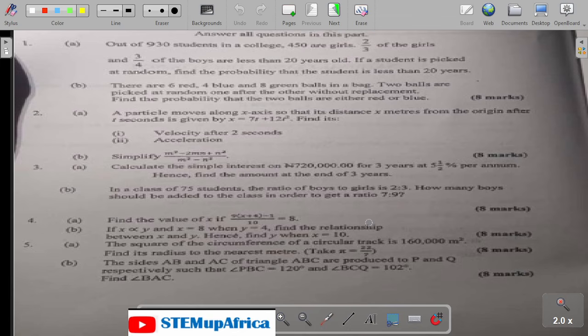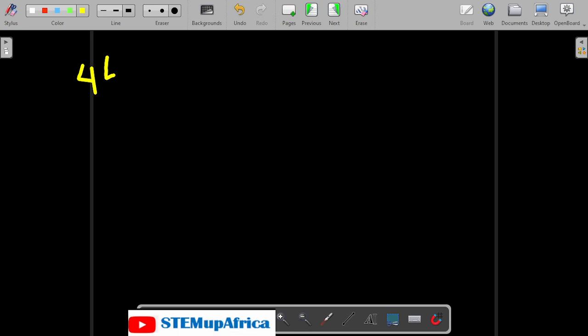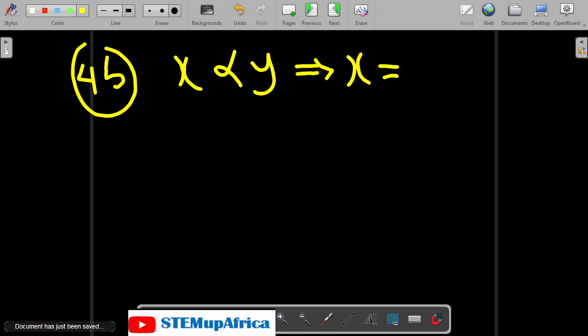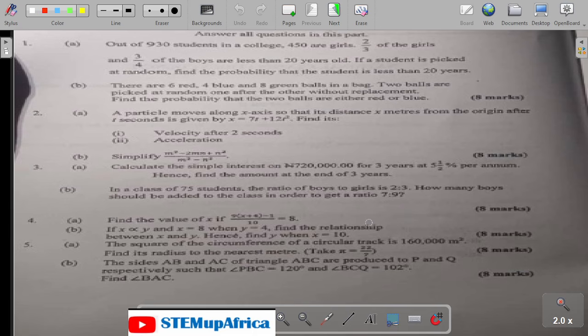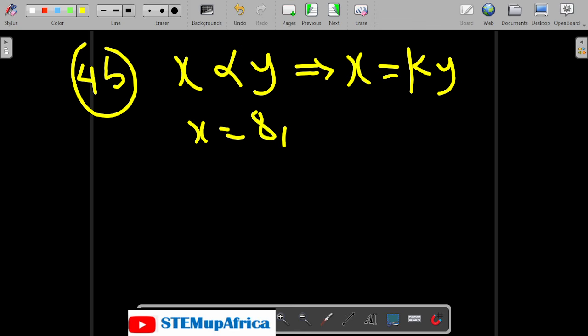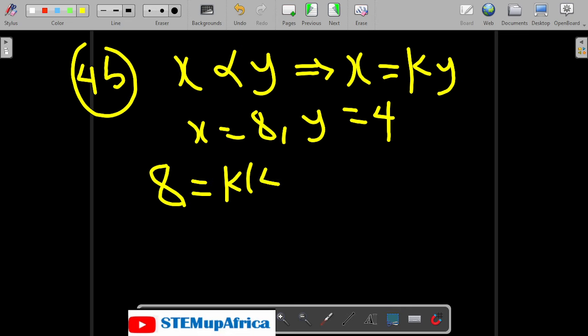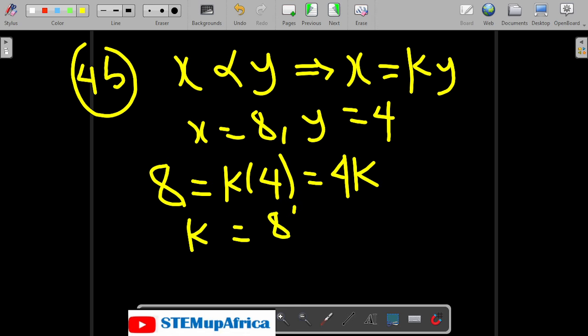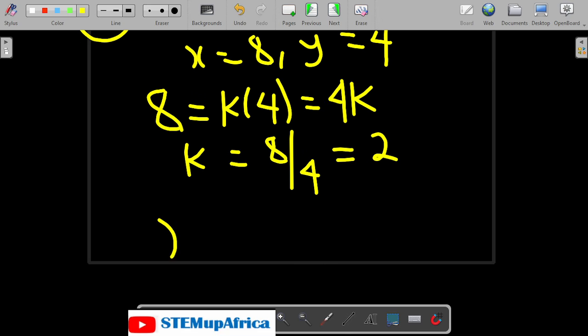Question 4B. We have x varies as y. So this implies that x is equal to ky. It gave us x is 8, y equals 4. So let's substitute them to find the value of k. I'm having 8 in place of x, k times 4, which is 4k. So my k is simply 8 over 4. That will give me 2. So it means that my x equals 2y, where k is 2.